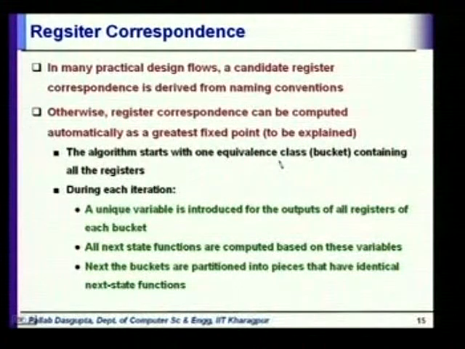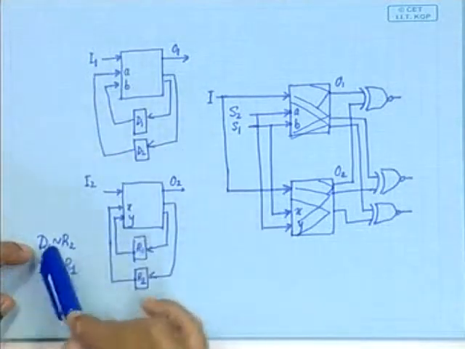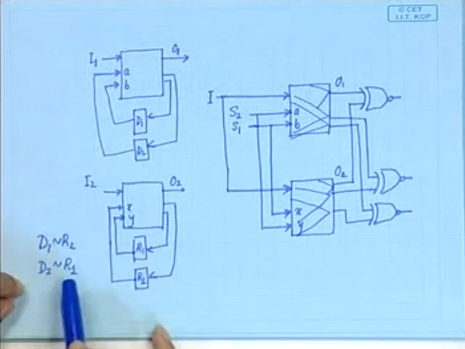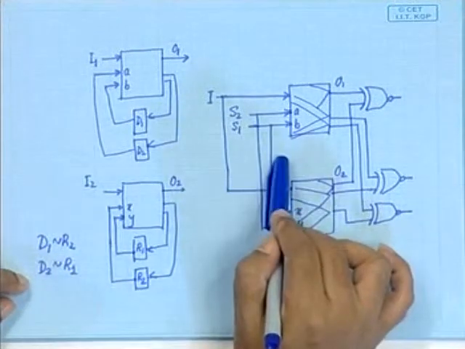So, we put all the registers in one bucket, and during each iteration a unique variable is introduced for the outputs of all registers of each bucket. Okay. So, what am I saying? I am saying that take a set of registers, if they are in the same bucket, then the outputs of all those registers are tied up. Okay. Just like we did here, we knew that D1 is equivalent to R2 and D2 is equivalent to R1, so we tied them up.